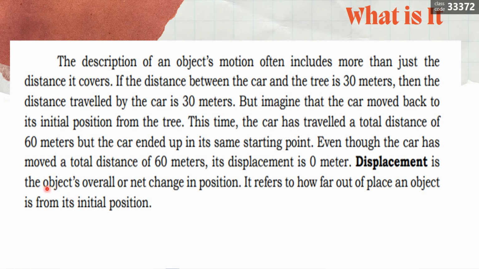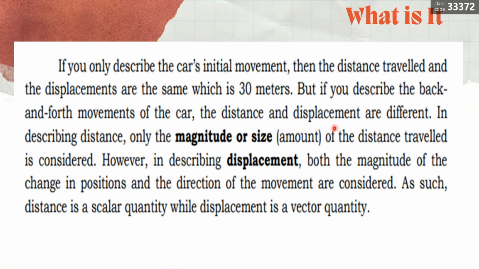Again, displacement is the object's overall or net change in position. It refers to how far out of place an object is from its initial position. If you only describe the car's initial movement, then the distance traveled and the displacement are the same, which is 30 meters. But if you describe the back and forth movements of the car, the distance and displacement are different. In describing distance, only the magnitude, or size, or the amount of the distance traveled is considered. However, in describing displacement, both the magnitude of the change in position and the direction of the movement are considered, such that distance is a scalar quantity, while displacement is a vector quantity.